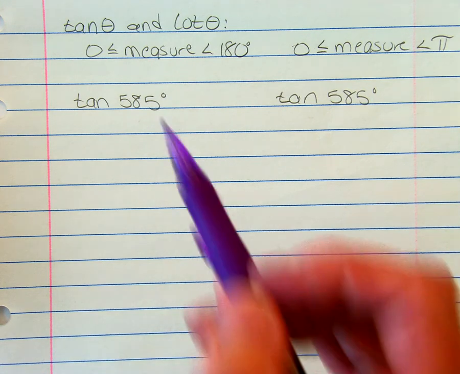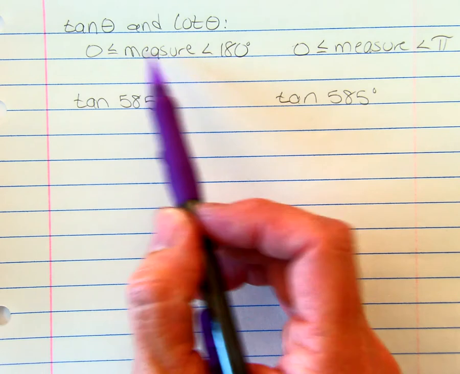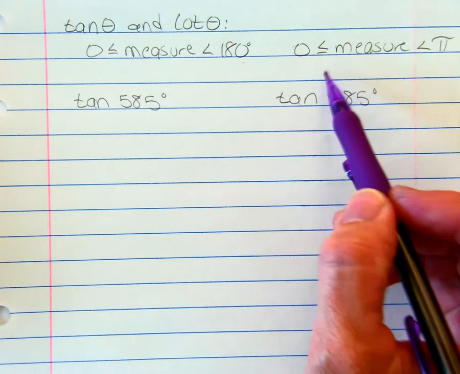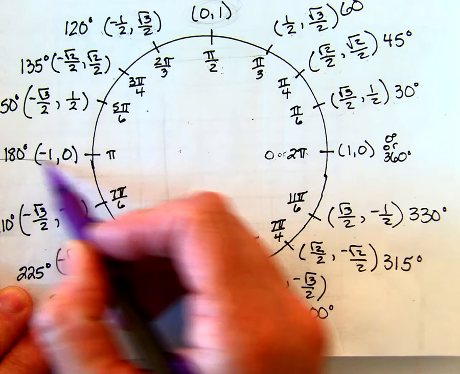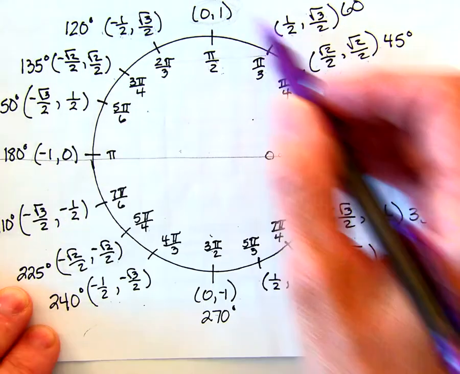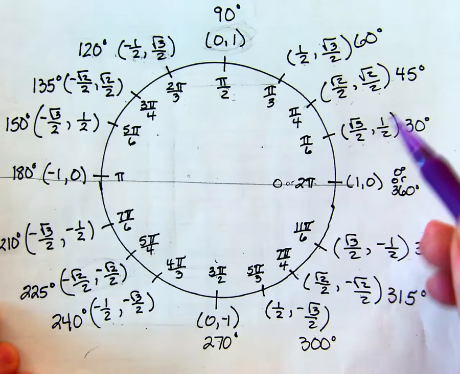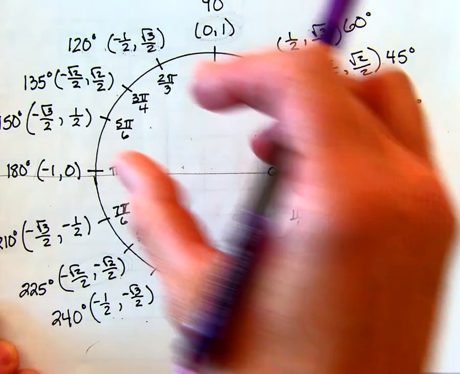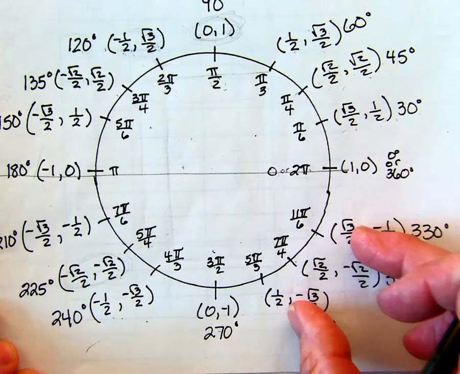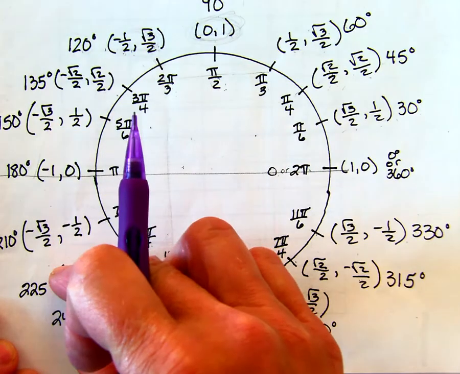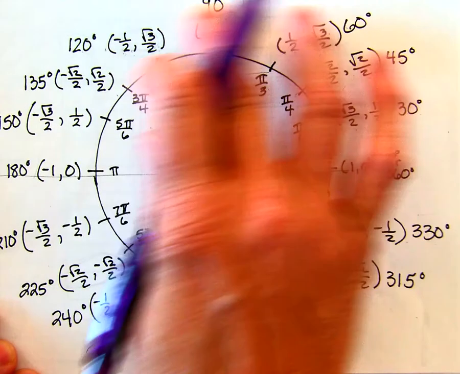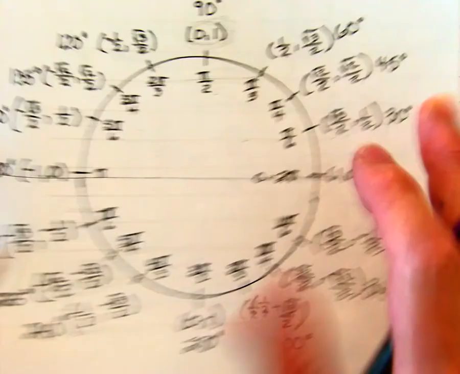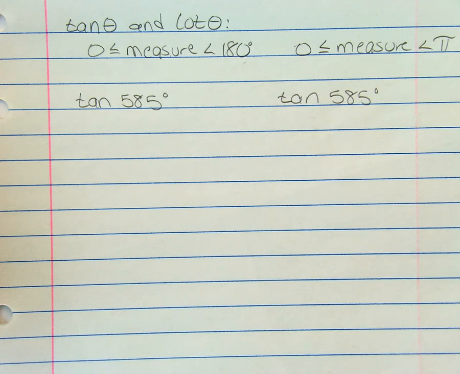You notice here, it says the measure has to be between 0 and 180 or 0 and pi, as opposed to the other ones which were 0 and 360 or 0 and 2 pi. Here's the deal. We're only going to be looking at the top half for tangent, because the way it works when you're dealing with tangent is you get the same answers in the first and the fourth and the second and the third quadrants. So we don't want any repeat answers, so we're only going to look at the top. Like I said, it'll make more sense throughout the marking period when we work with it a little more.